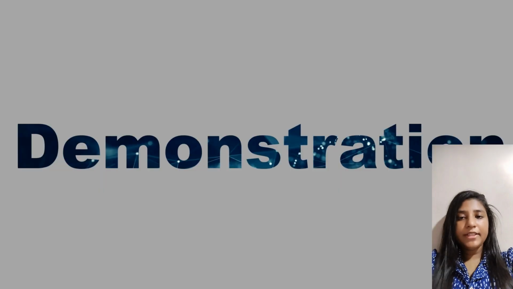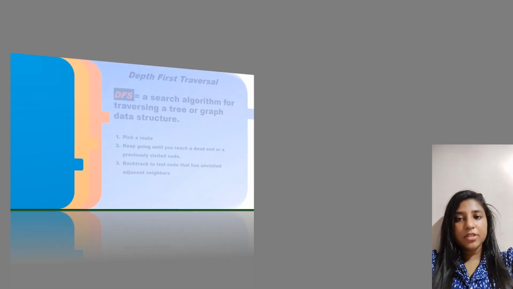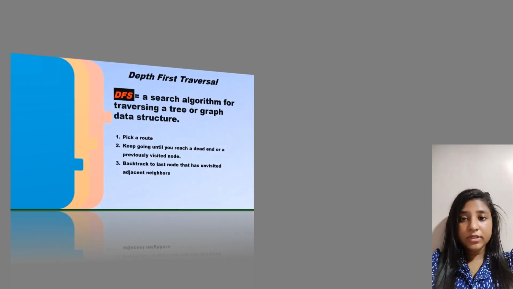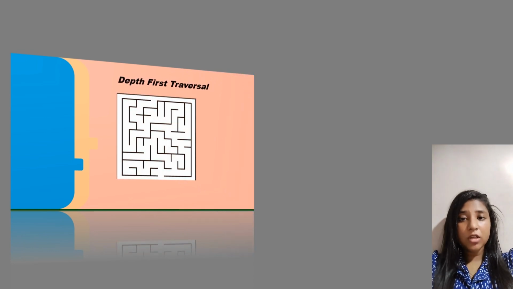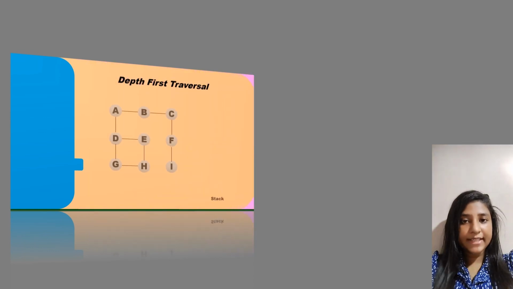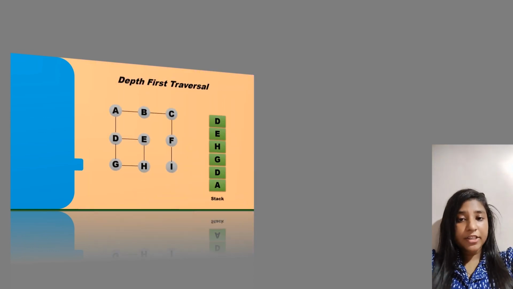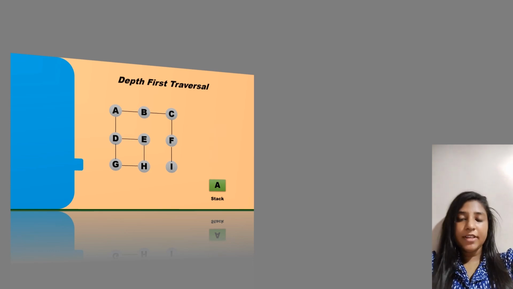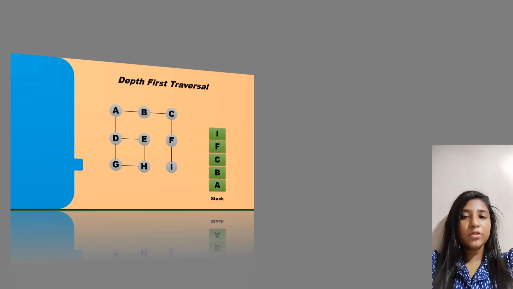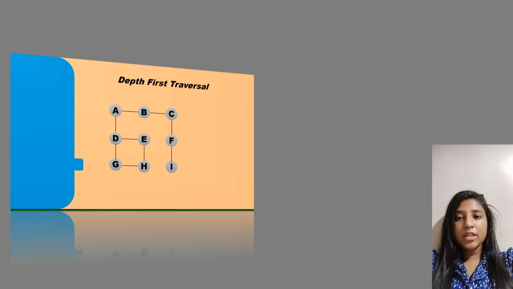Alright everybody, that is the depth first search algorithm. You pick a route, you keep going. If you reach a dead end or an already visited node, backtrack to a previous node with an unvisited adjacent neighbor.